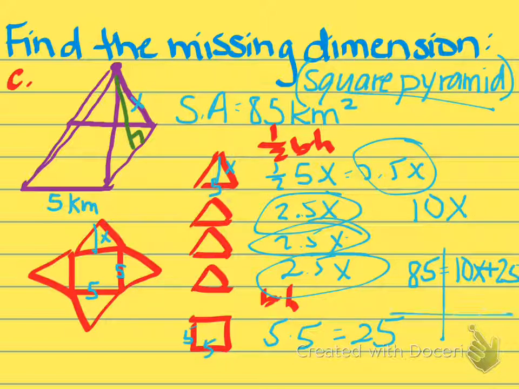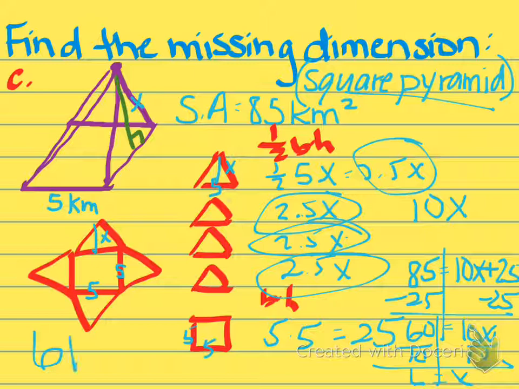When I'm doing my t-chart, I'm going to subtract 25 first and get 60. Then I'm going to divide by 10 and get 6. So I've decided that the height is 6 kilometers, and that is my final answer.